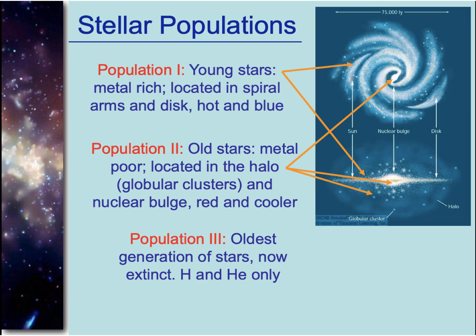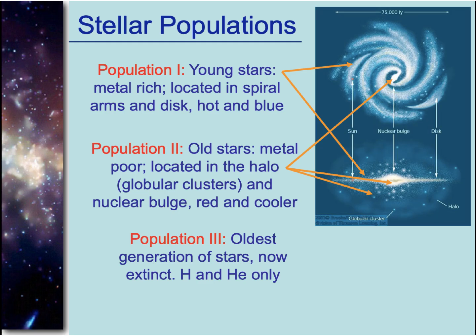There are 3 different populations or types of stars. Population 3 stars are the oldest types of stars that would have existed shortly after the Big Bang, consisting only of hydrogen and helium. They don't appear in the graphic as no more stars of this type exist. They all died long ago.